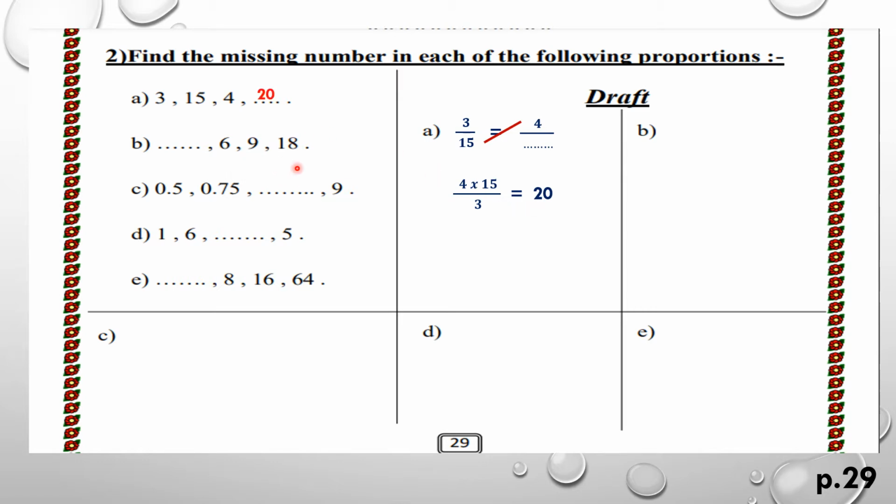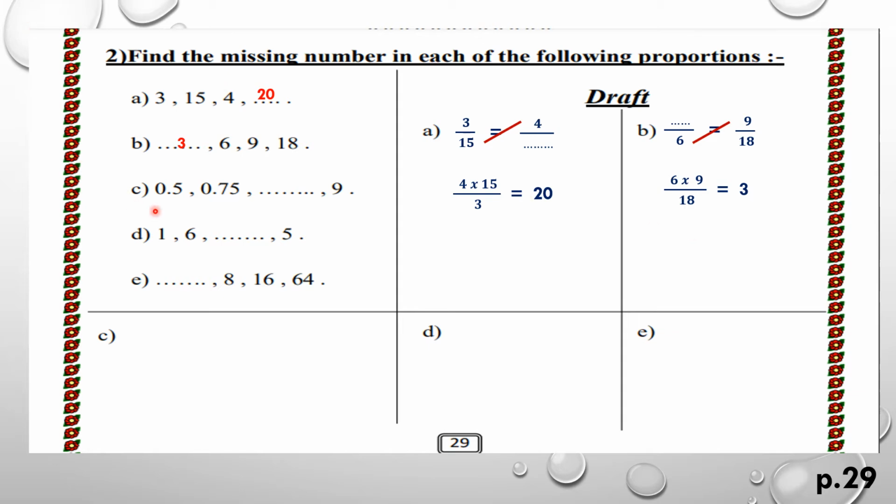Letter B, dots, 6, 9, and 18. Put it in the form of a fraction first. Dots over 6 equals 9 over 18. We have a completed cross? Yes, we have. 6 and 9. So to find the missing term, we are going to make cross multiplication. 6 times 9 over 18, which is equal to 3.